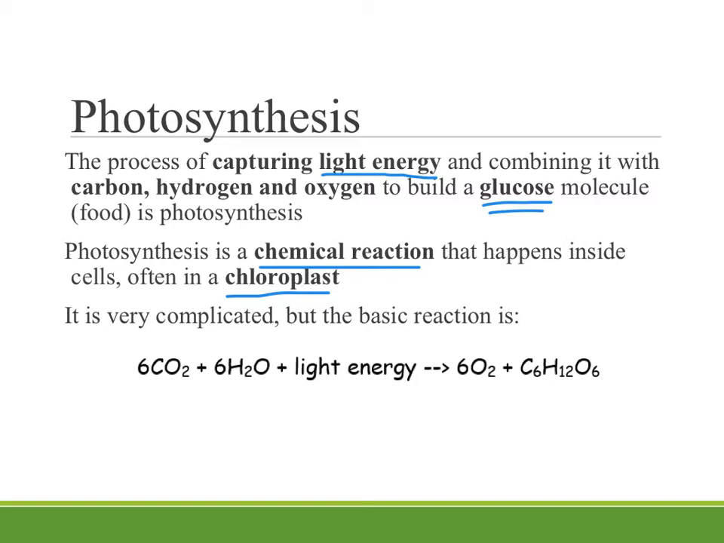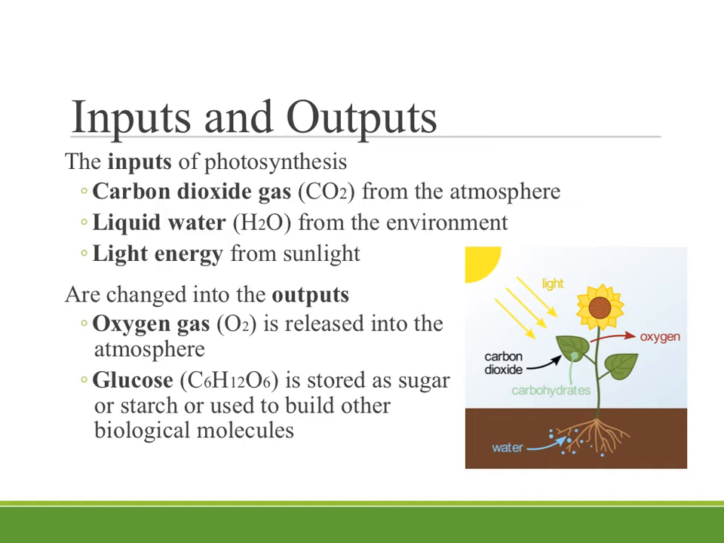And the big picture is that carbon dioxide and water are put together with light energy, and it produces oxygen and a molecule of glucose. C6H12O6 is glucose. When we think about chemical reactions, there are always things going into a reaction, the inputs of a reaction or the reactants. And then there are things coming out of a reaction, the outputs or the products. When it comes to photosynthesis, there are two matter inputs plus energy and two matter outputs.